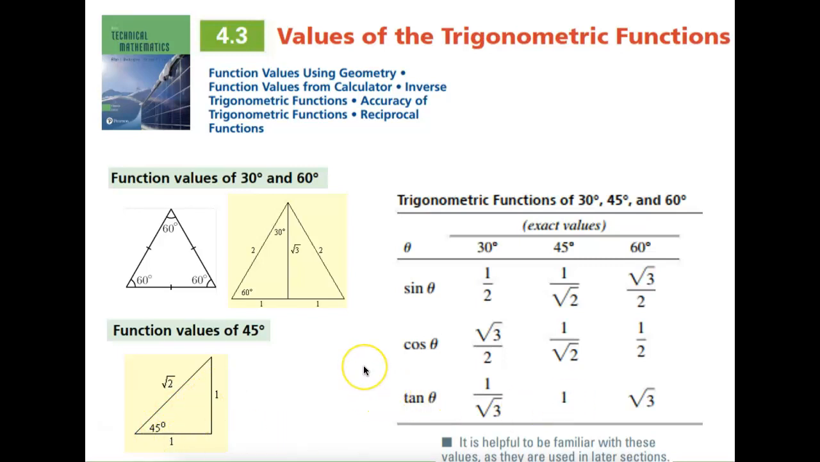Now, these are trig functions of 3 angles that are used quite a bit in trigonometry. And there's even a little note here. It's helpful to be familiar with these because they're going to be used in later sections as well. So I would keep this somewhere in my notes, this little table of values here for the 30, 45, and 60-degree angles.